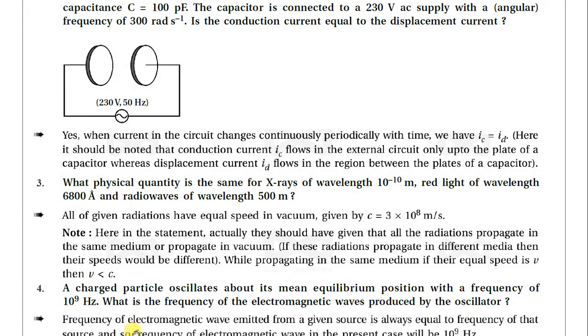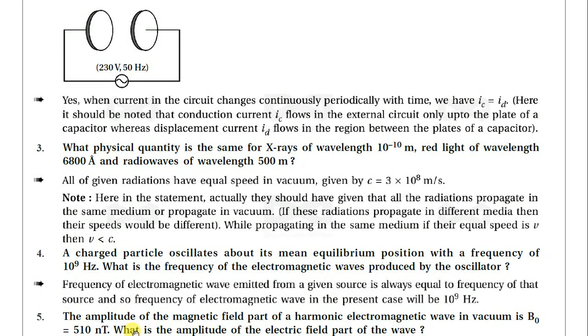Now we are discussing example number 3. Which physical quantity is the same for X-rays of wavelength 10 raised to minus 10 meters, visible light of wavelength 6800 Angstrom, and radio waves of wavelength 500 meters?